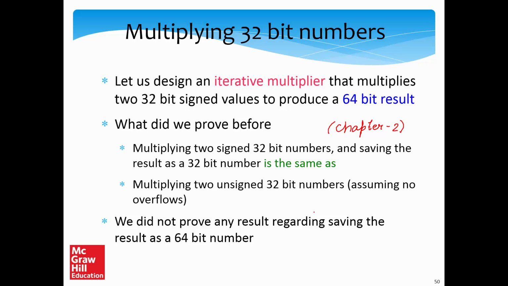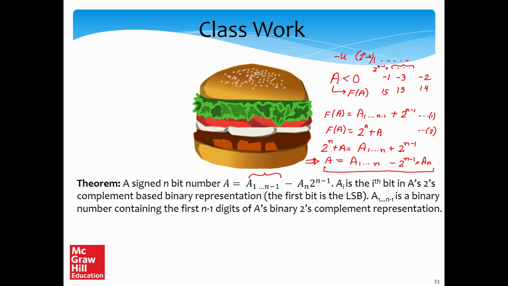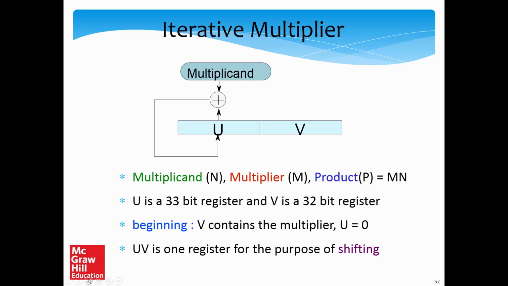We want to multiply two 32-bit numbers, no doubt, right? So we want to multiply, let's say, numbers a times b where there are 32 bits, and we want to save it in a number called c. But this number is, mind you, not a 32-bit number, it's a 64-bit number. It's a larger number. So this result will not hold, but we'll find that with the help of this theorem over here, we will be able to solve this problem very easily. So let's now take a look at the iterative multiplier.